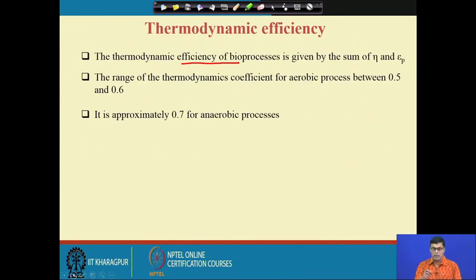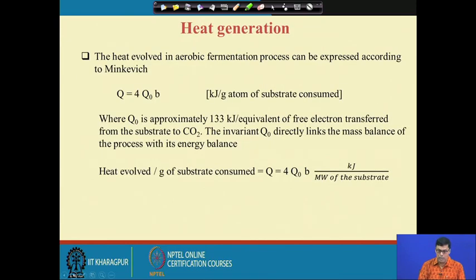Another thing I want to point out is that in a biochemical system, the thermodynamic yield coefficient, the efficiency of the process, plays a very important role. In thermodynamic efficiency, in case of an aerobic system it varies from 0.5 to 0.6, and in case of an anaerobic system 0.7. This will help us find the validity. I told you stoichiometry helps us find the validity of the experimental results.